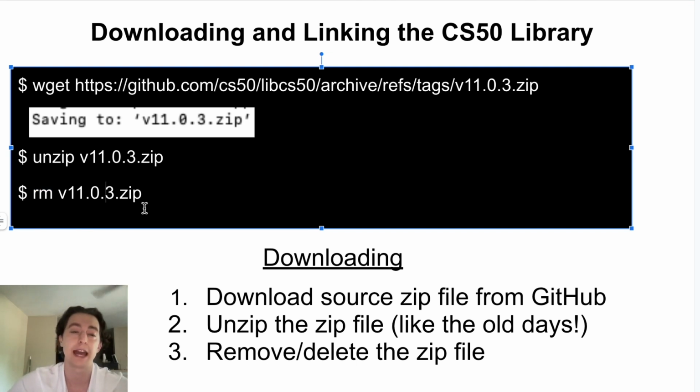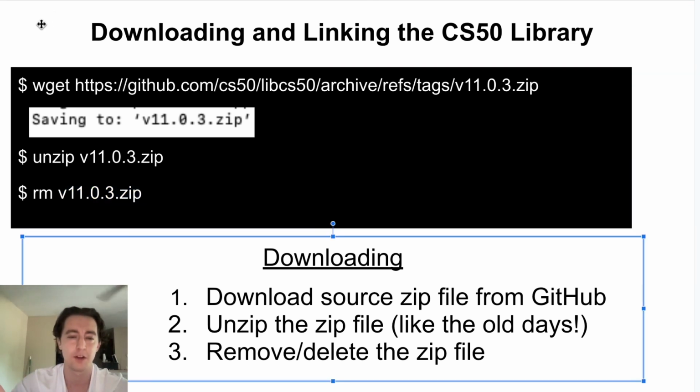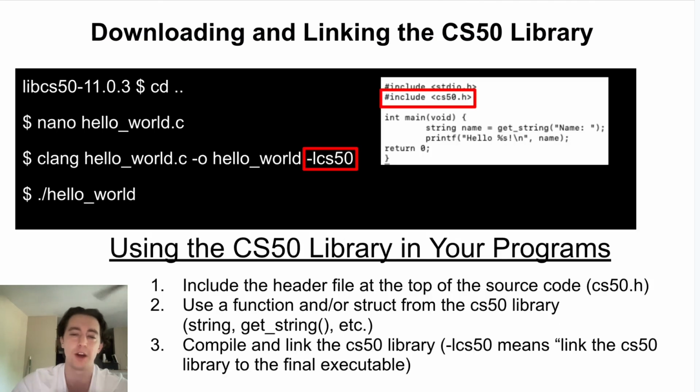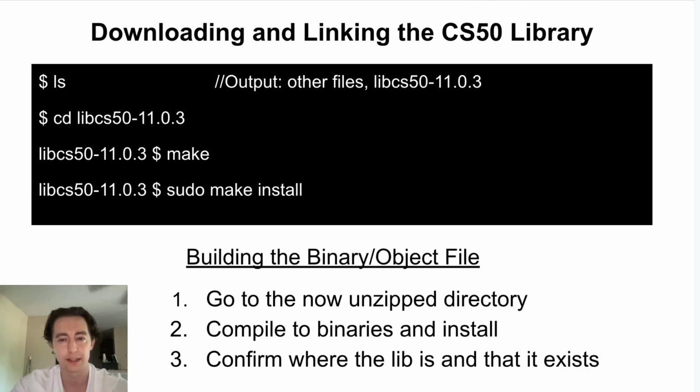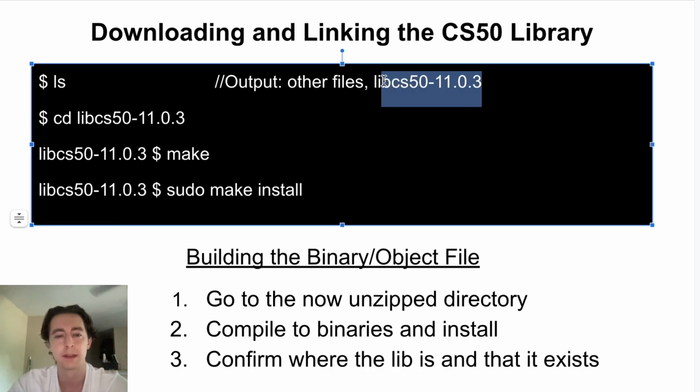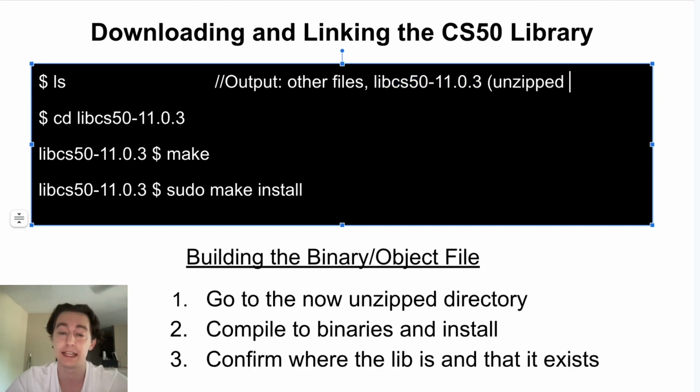To actually see that we unzipped it and that it exists, we're going to use the ls command in our terminal, and this is just going to output all the directories and files in your current working or programming directory. You may see a bunch of other files if you have them there, but you should be sure to see that we now have this libcs50 folder. We're going to change directories into that folder that we just unzipped and downloaded.